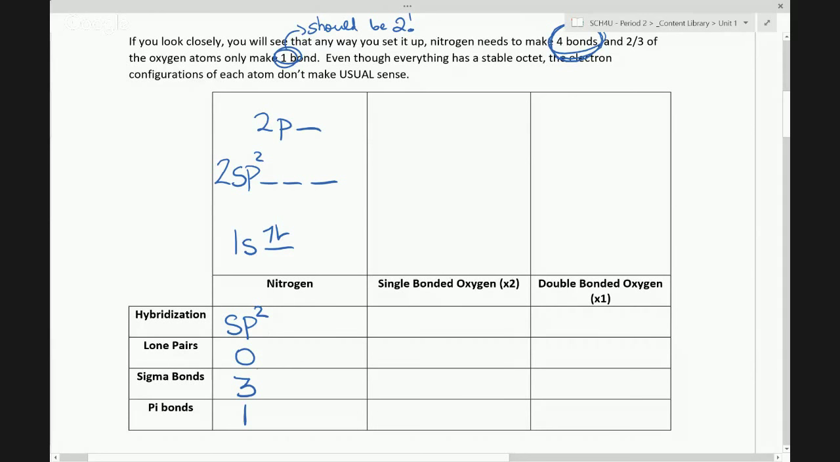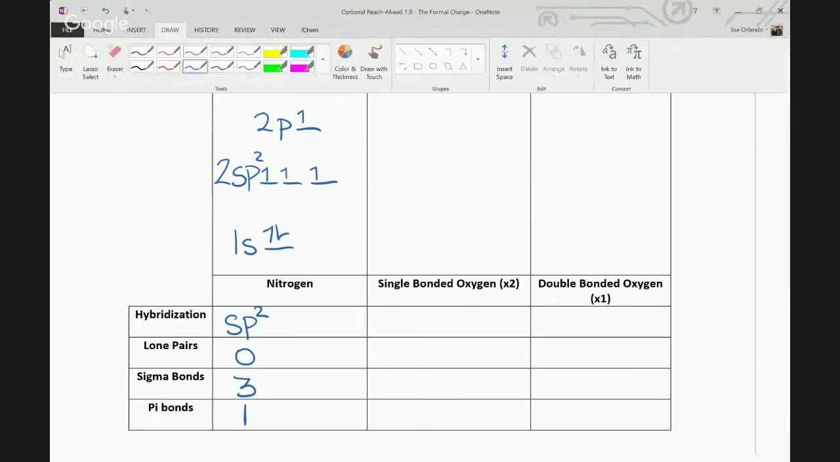Because sp2 hybridization leaves us with 1 p orbital to make a pi bond. And if you look here, it says that all of these are going to make bonds, 3 sigma bonds and 1 pi bond, which means that each of these orbitals can only have 1 electron. And there we go.